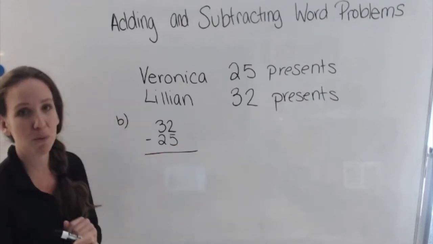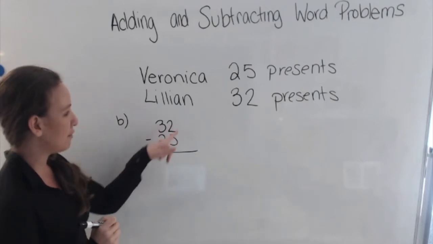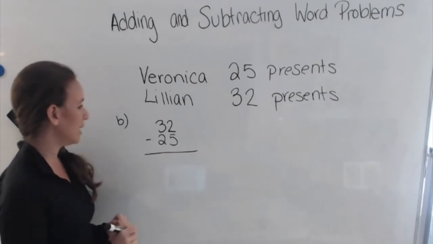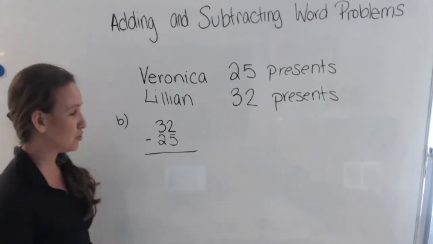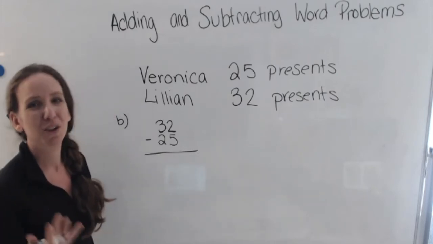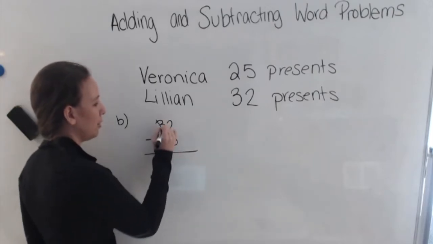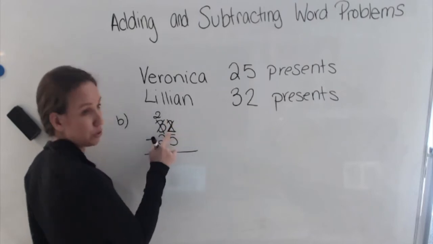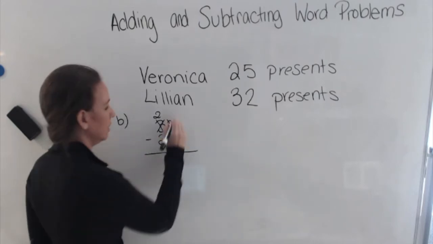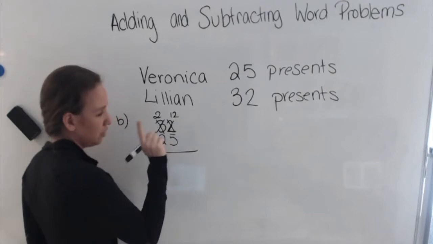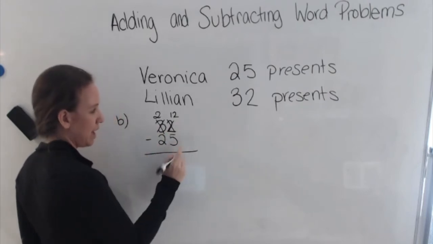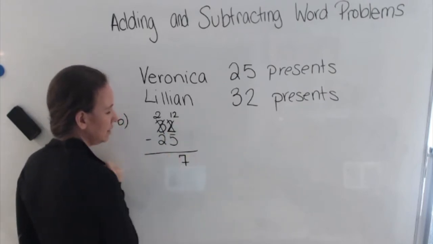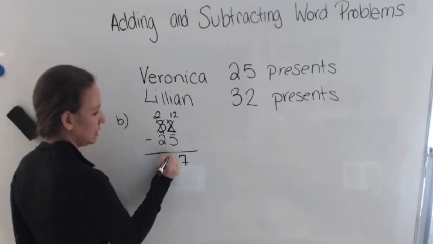When I'm looking at my ones line, I'm going to take 5 out of 2. Wait a minute, I can't take 5 out of 2, so I need to regroup. So we're going to borrow from the 3 and give it to the 2. So what's 2 plus 10? That's right, 12. So now I have 12 minus 5 is 7, and 2 minus 2 is 0.